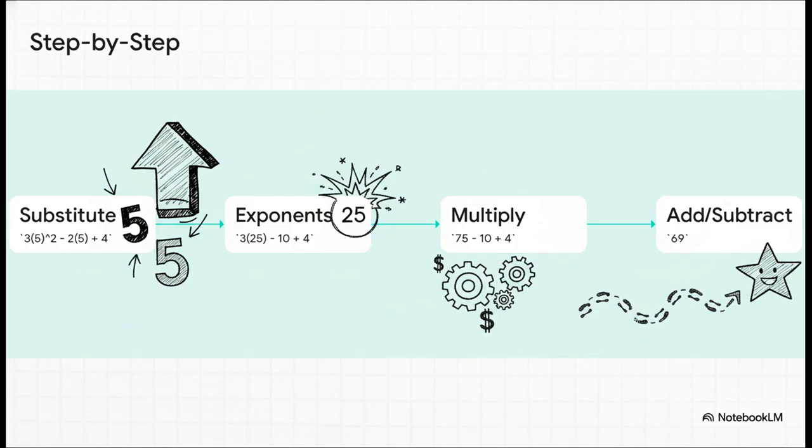P for parentheses, none here. E for exponents is next, so 5 squared becomes 25. Then M for multiplication. 3 times 25 is 75, and 2 times 5 is 10. And last, we add and subtract from left to right. 75 minus 10 is 65, plus 4 gives us our final answer, 69.